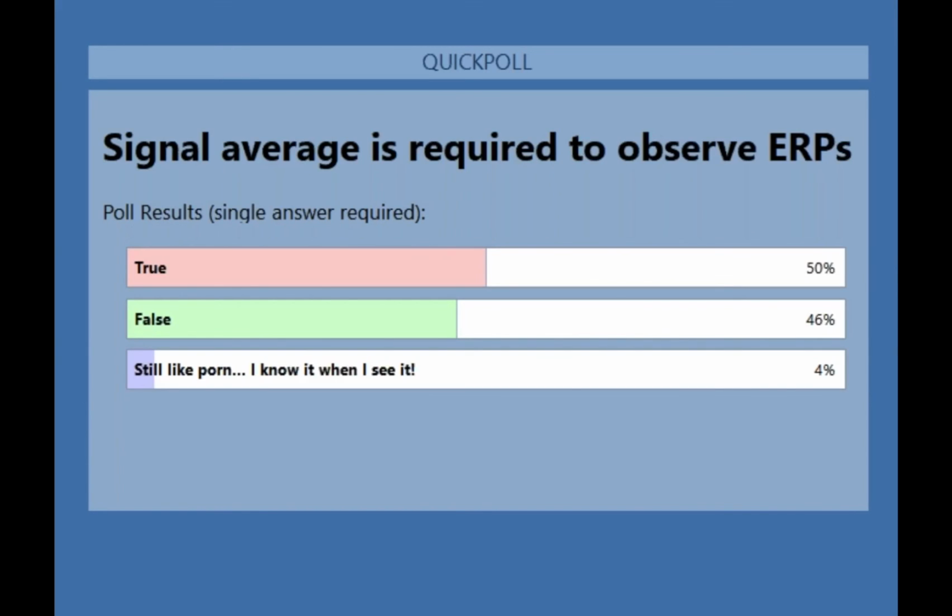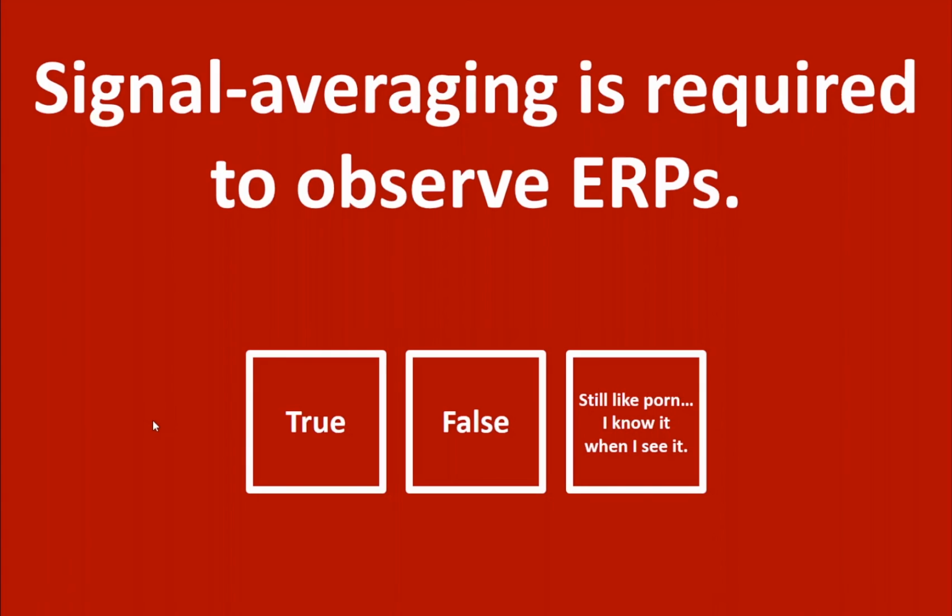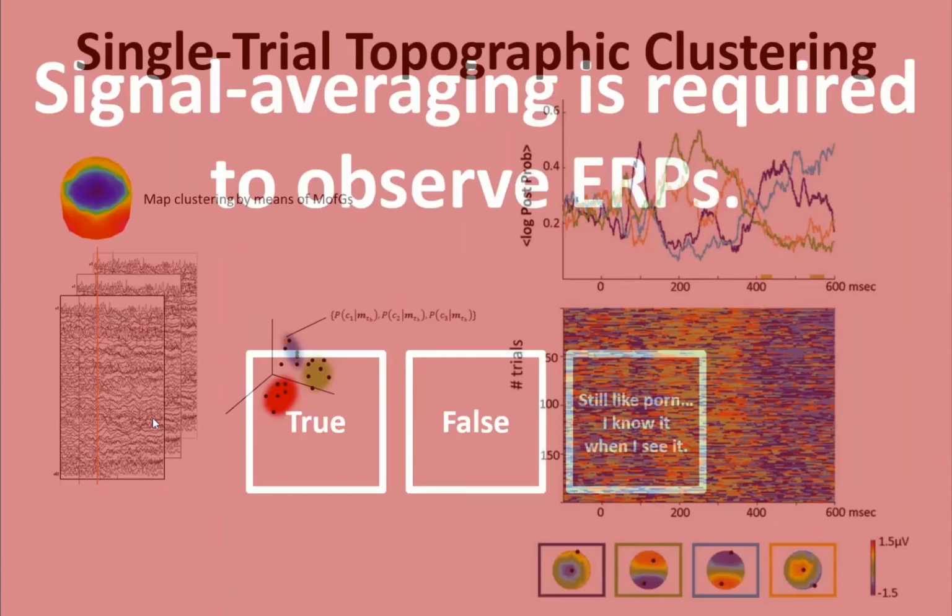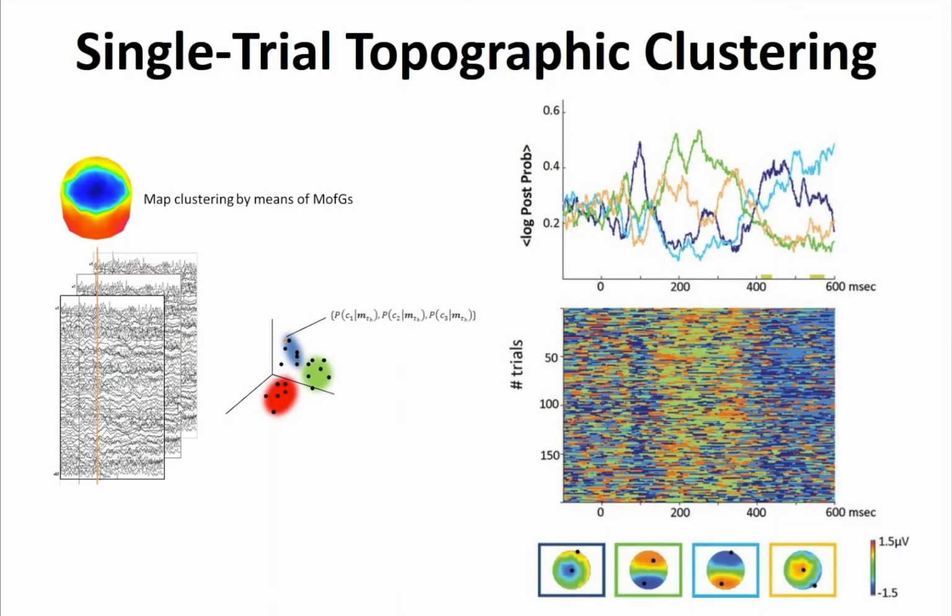Thank you, everybody. So you guys seem a bit on the fence with this one, and the simple answer to this is false. It's not required to signal average to observe event-related potentials. It can be observed in single trial data. And you can see this in methods that are based on single trial topographic clustering. Again, what one can do is model the data as a mixture of Gaussians, clouds of data points, and ascribe to each and every trial a color, just like you saw before in the clustering of average event-related potentials. Here it's single trial, and what you'll see are bands of color in time.